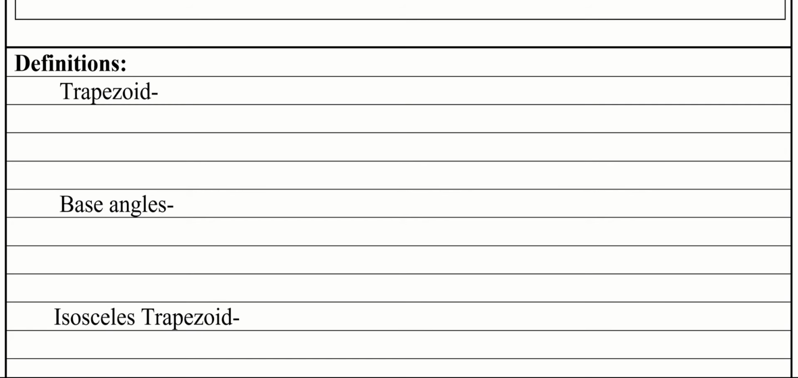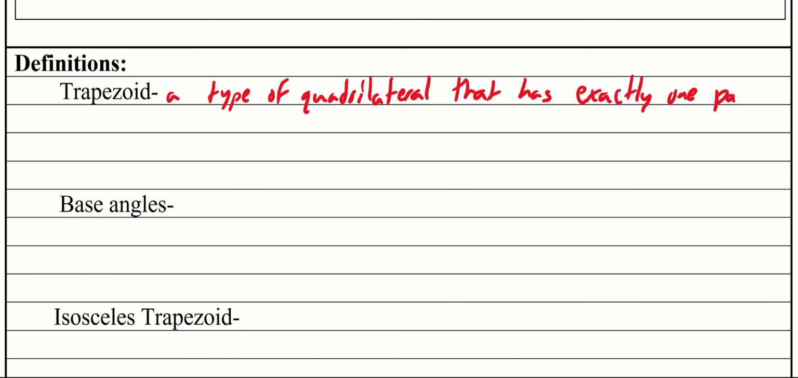So a trapezoid is a type of quadrilateral that has exactly one pair of parallel sides. One pair of parallel sides. Okay, so notice this is different from the types of shapes that we've seen before, because everything up to this point we've talked about parallelograms where there's always two sets of parallel lines. In this case, a trapezoid is just one.